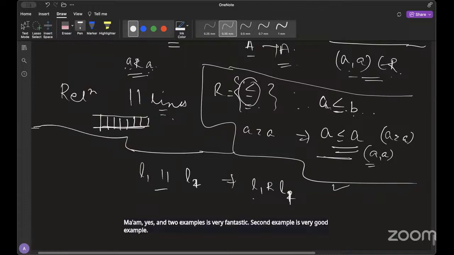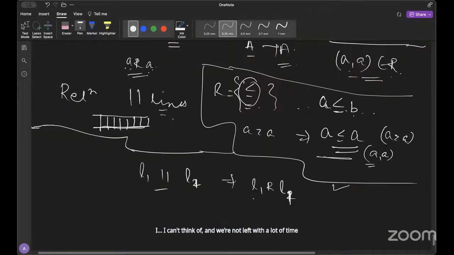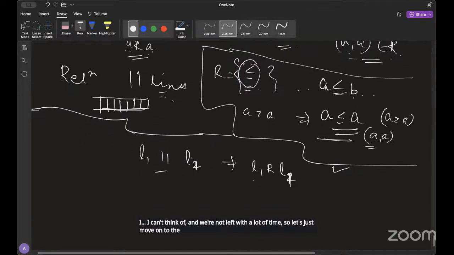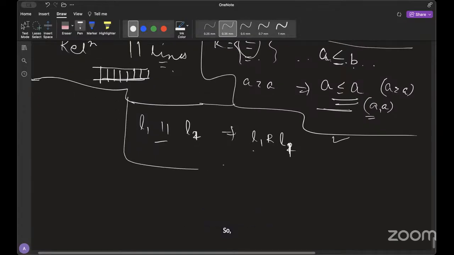I can't think of another one, and we're not left with a lot of time, so let's just move on to the next. I can't really think of another example. We're only left with 12 minutes. So we'll move on to the symmetric one.